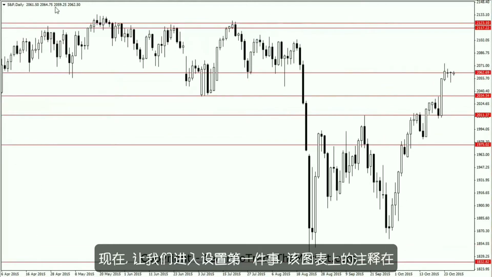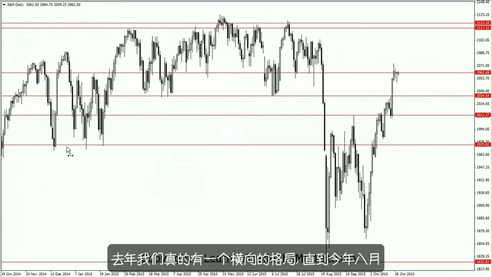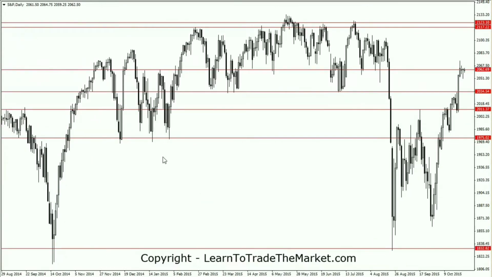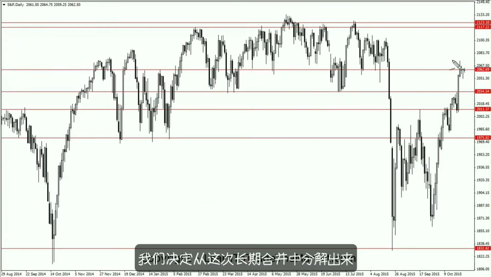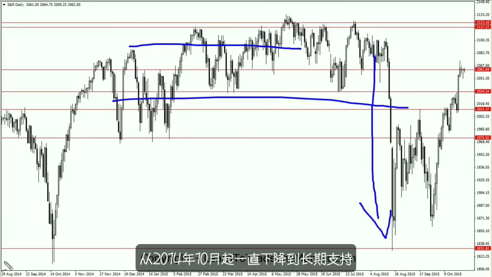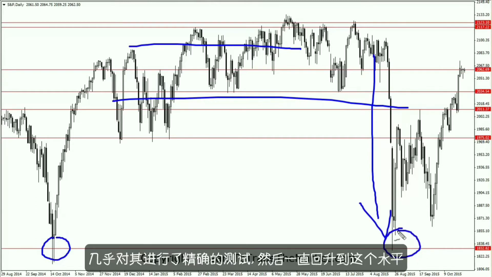First thing to note on this chart is over the last year we've really had a sideways pattern. It was only in August this year that we decided to have a breakdown out of this long-term consolidation. We broke down all the way back down to this long-term support from October 2014, almost tested it exactly, and then rallied all the way back up into this resistance area.